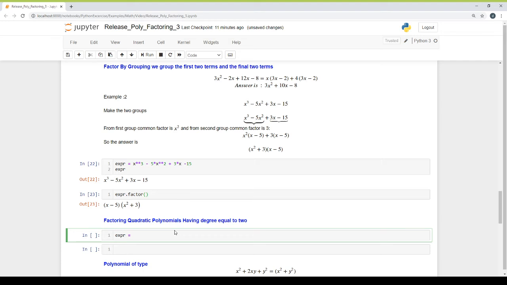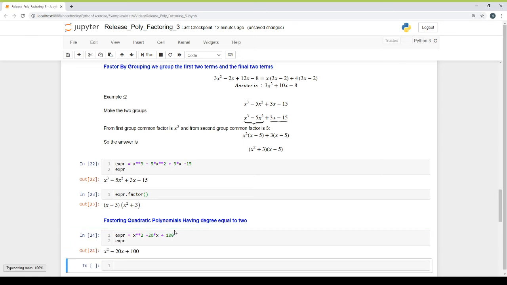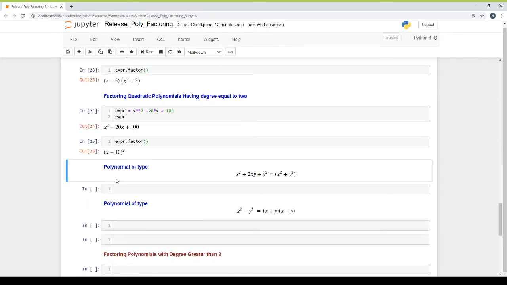Expression is equal to x double star 2 minus 20 into x plus 100. Expression, shift enter. It's x square minus 20x plus 100. expression dot factor, shift enter, and x minus 10 whole square. So this is the factoring of a quadratic polynomial.